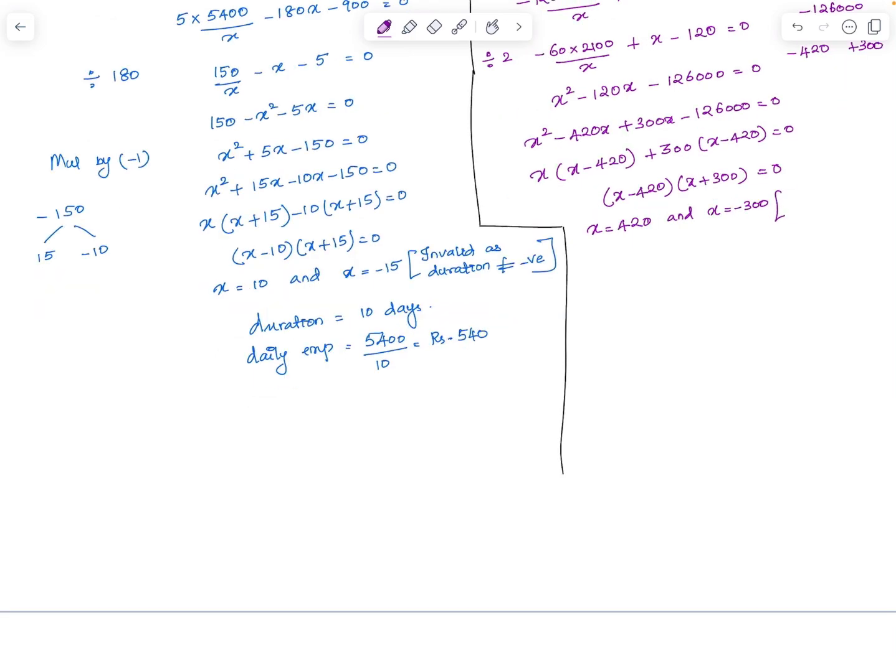x equal to minus 300 is invalid as price can't be negative. Therefore, x is equal to 420. That means the price per meter is rupees 420. The original length is equal to 2100 upon x, which is 420, which gives us 5 meters.